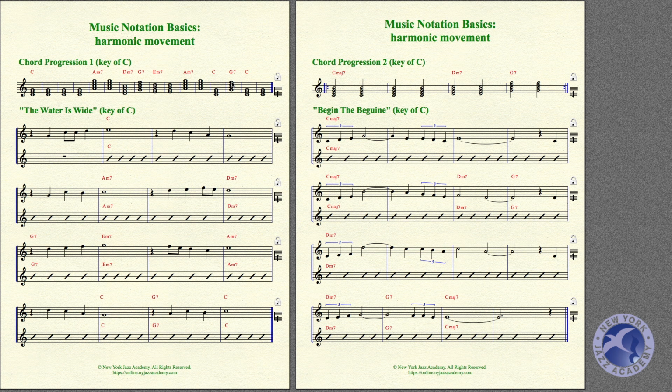Alright, here we are with Music Notation Basics, Topic 9, Harmonic Movement. At this point, you've gotten a brief overview of what different chord types are. Major, major 7, minor, minor 7, some more complicated ones like major 9, minor 9, dominant sevenths, and then really more obscure ones like augmented and diminished.